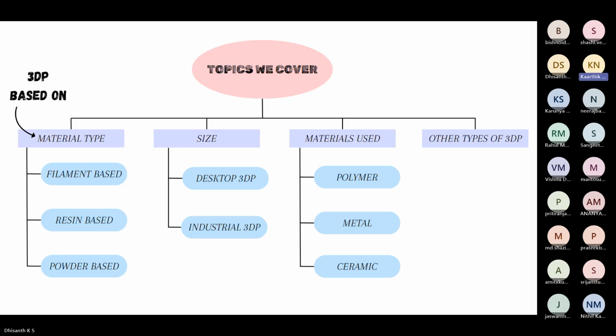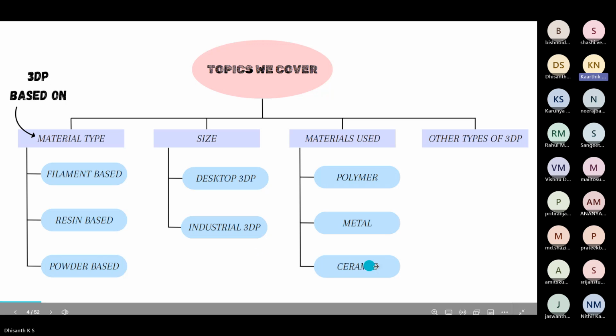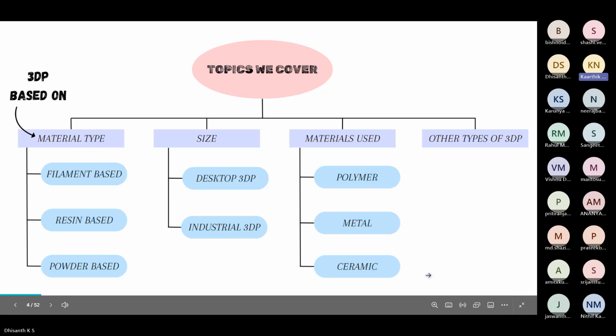These five we'll be seeing as an overview, with the definitions and all. But under material used, we'll be seeing polymer, metal, and ceramics. These we'll be using everywhere, so we'll be seeing these 3D printers briefly. And there are some other 3D printers which don't come under these types, which will be covered under the other types of 3D printers.